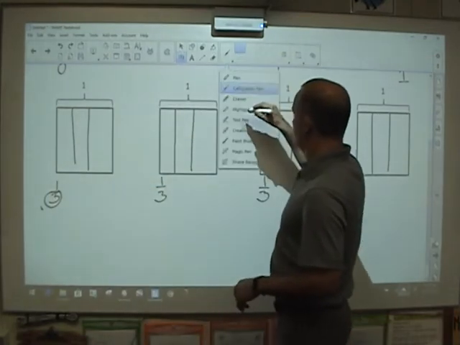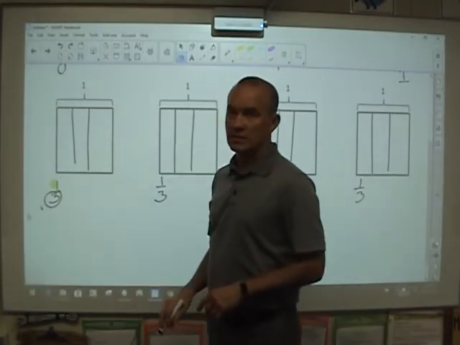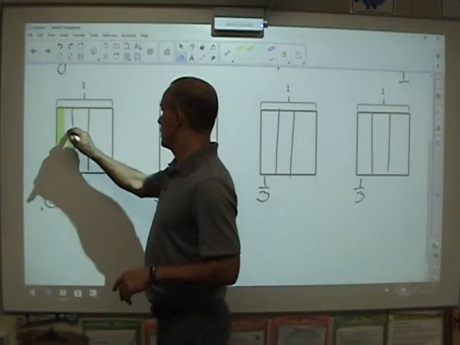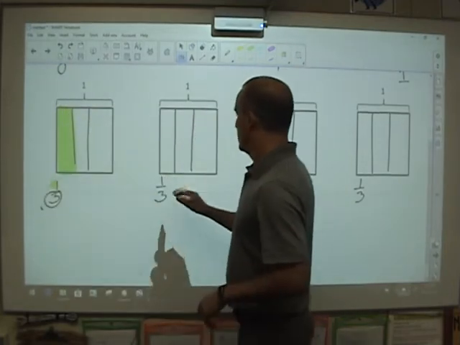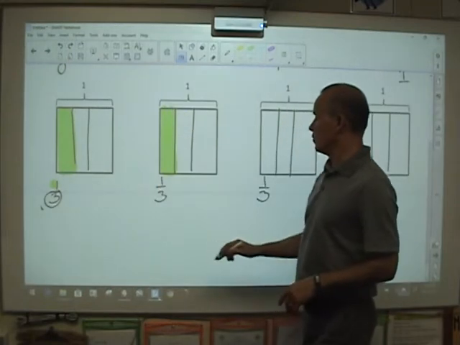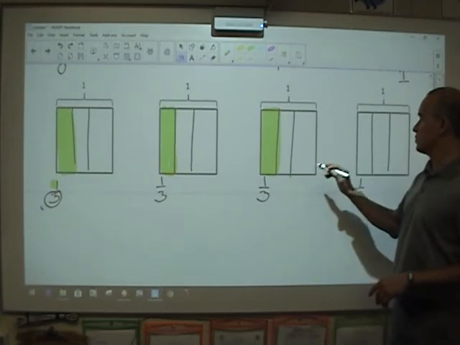Now I'm going to highlight the numerator, which says highlight 1 part, which is 1 out of 3. There you go. This one that says the same thing tells me to just color one side because it's 1 out of 3, and this one as well.